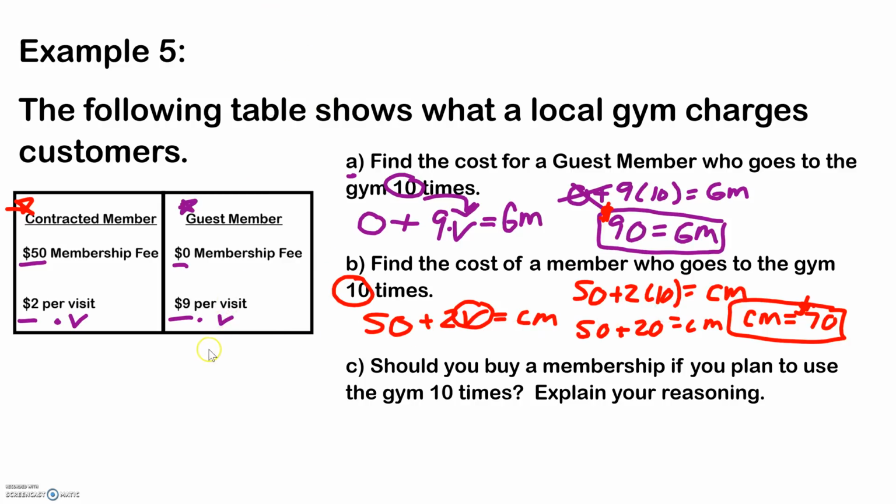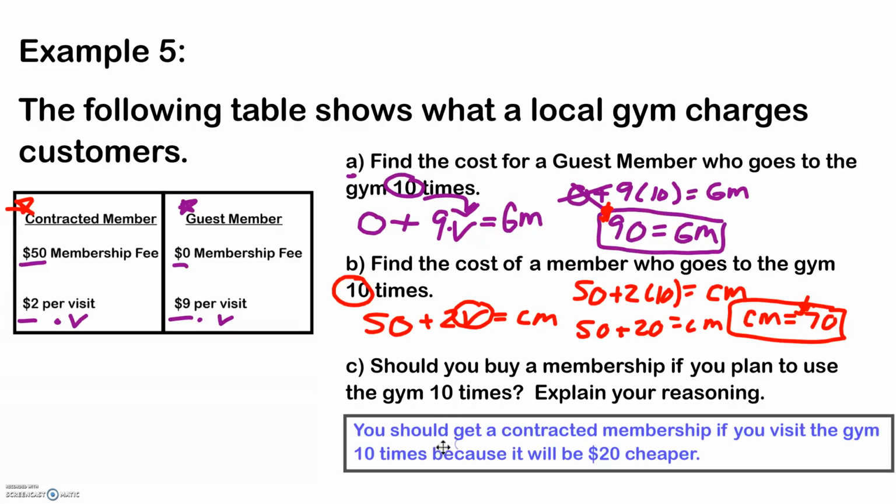Do your best to try Part C. Think about, should you buy a membership if you plan to use the gym 10 times? Explain your reasoning. That means use complete sentences and the information from Part A and Part B to help you explain why you made your choice for the better plan.